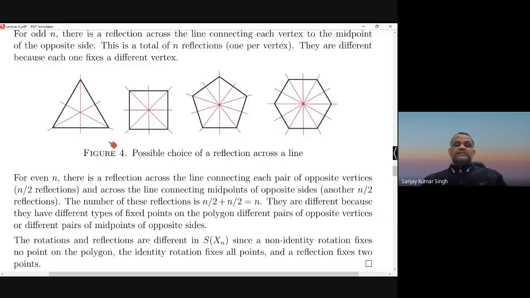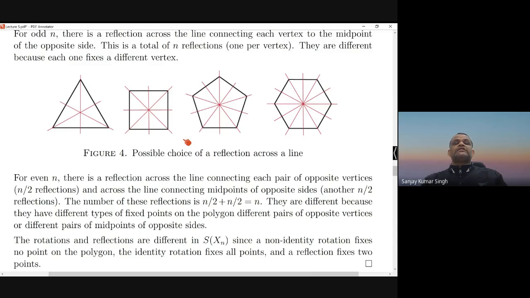So in the picture, this is the case where we have an even number of vertices, which is exactly 4 in this case. Here we have 6: 1, 2, 3, 4, 5, 6. So in this case, what will we do? First, we'll take 2 opposite vertices. What is meant by opposite vertices? If I take this vertex, then this is the opposite one, and I take a line joining them.